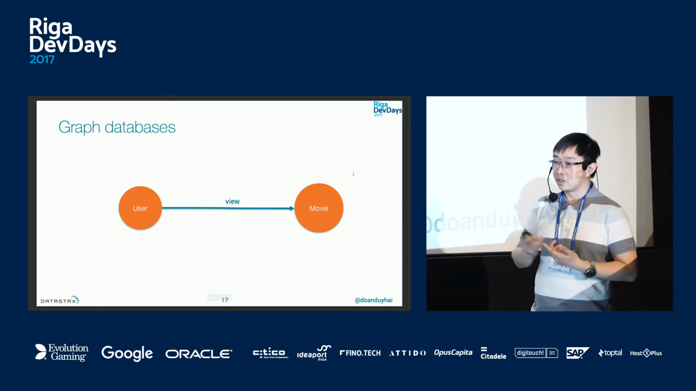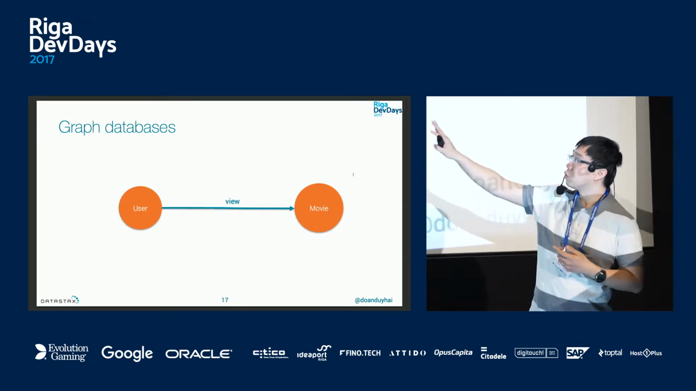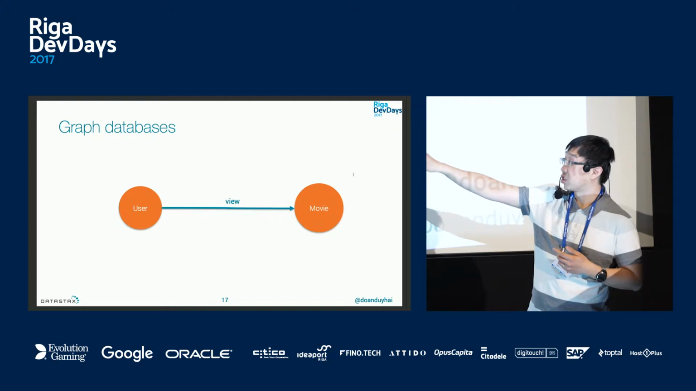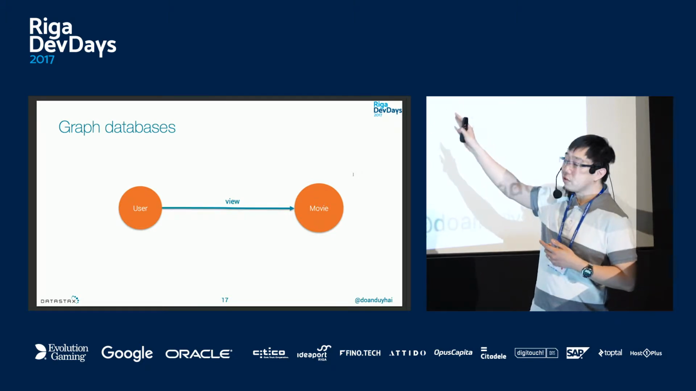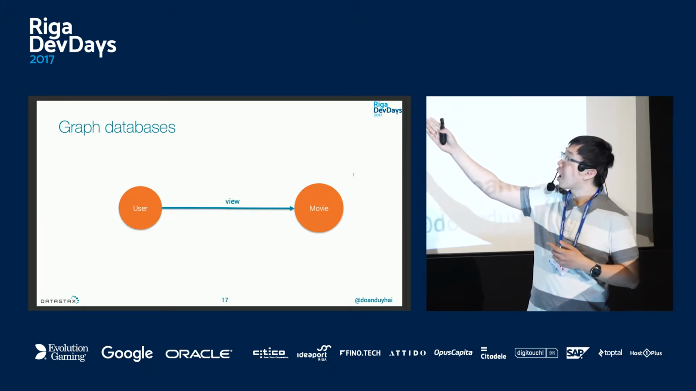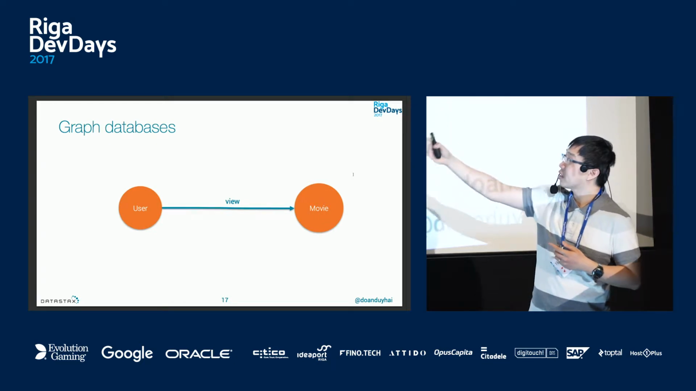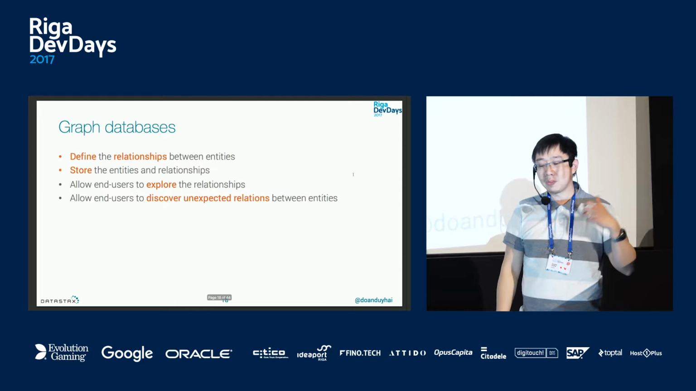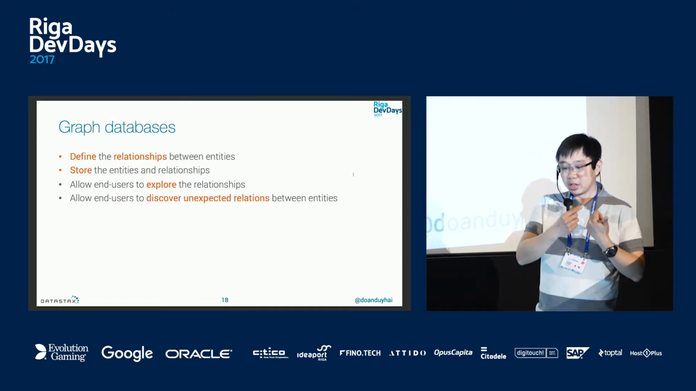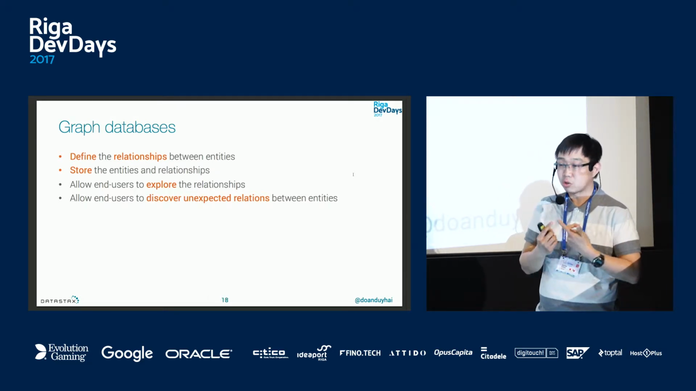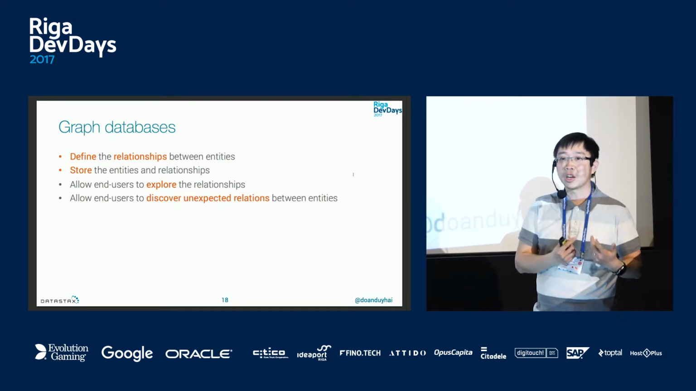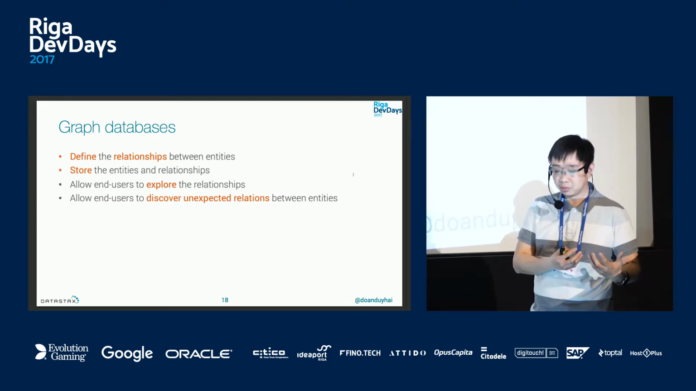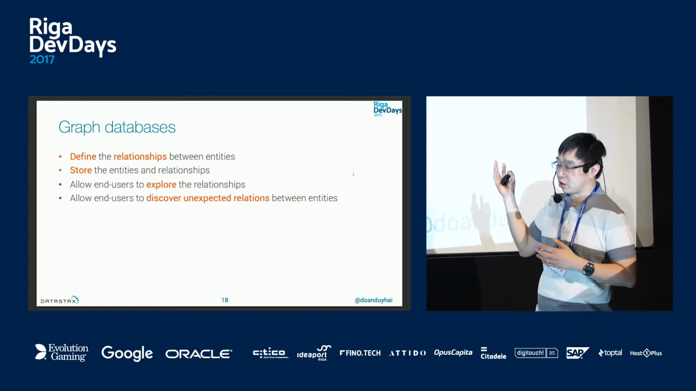In a graph database, this is the same thing. You have a user vertex, as we call it, a movie vertex, and then you have the relationship view that connects a user to a movie, right? So the graph database does the same thing. It defines the relationships, it stores the entities, but it also allows you to explore and discover unexpected relations.